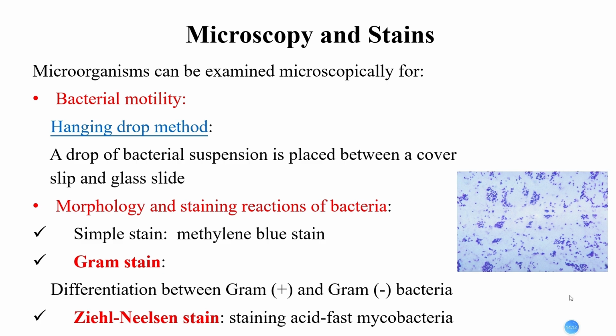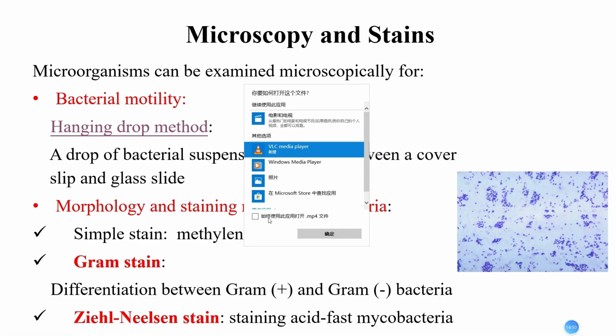A drop of bacterial suspension is placed between the cover slip and the glass slide, and we can examine it with a light microscope. It's a live bacterial suspension. If the bacteria are motile, you can see them swimming in the suspension. Okay, let me show you this video on the hanging drop method. It's a very simple method to carry out, but we don't have this experiment for you in the lab.